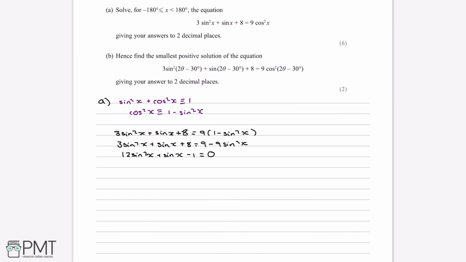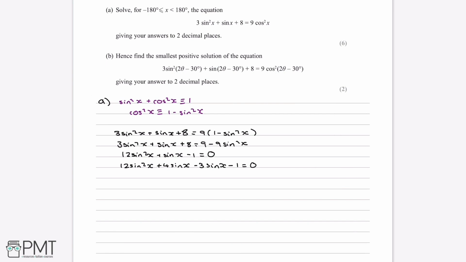So if we solve this by inspection, we need to find 2 numbers that multiply to make -12, because 12 times -1 is -12, and add to make 1, because of this plus sin x. And these 2 numbers happen to be 4 and -3. So we split sin x up into +4 sin x - 3 sin x, as this is the exact same thing as just sin x.